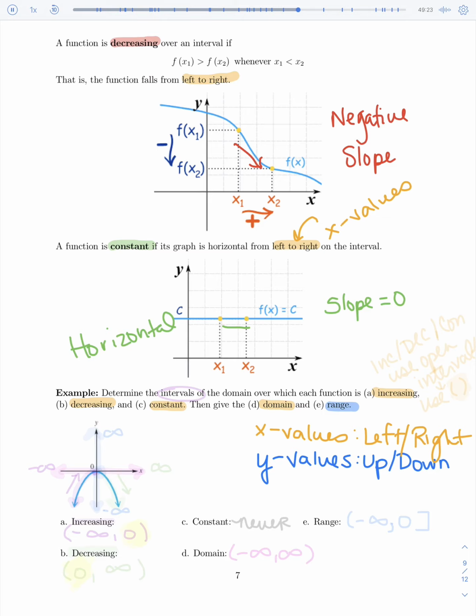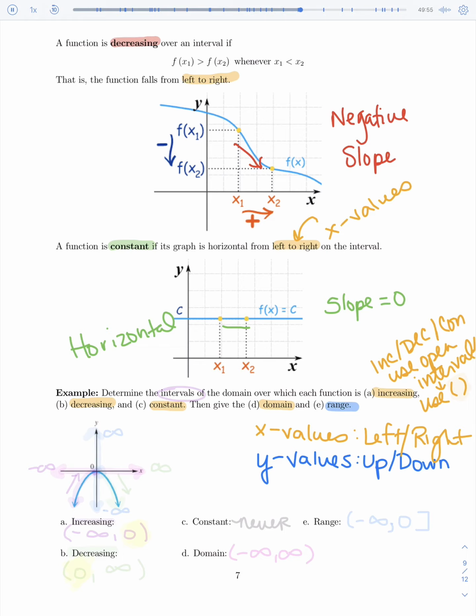Now, also for increasing, decreasing, and constant, we're always going to use open intervals. And sometimes in the homework, they'll even say open interval. What does it mean by open intervals? It means you're never going to be using brackets. It means you always use parentheses. That's what an open interval means.